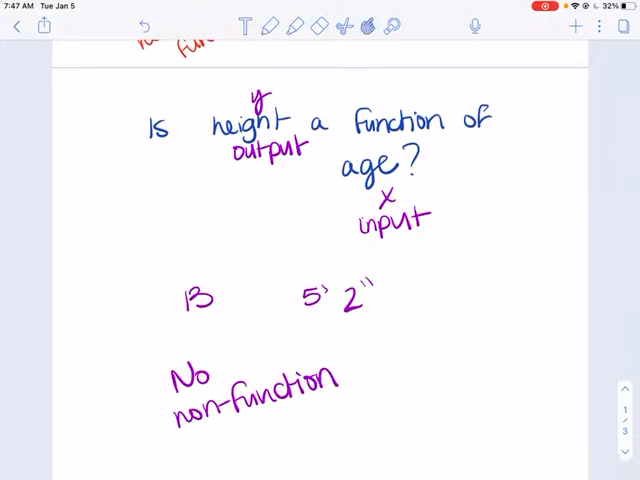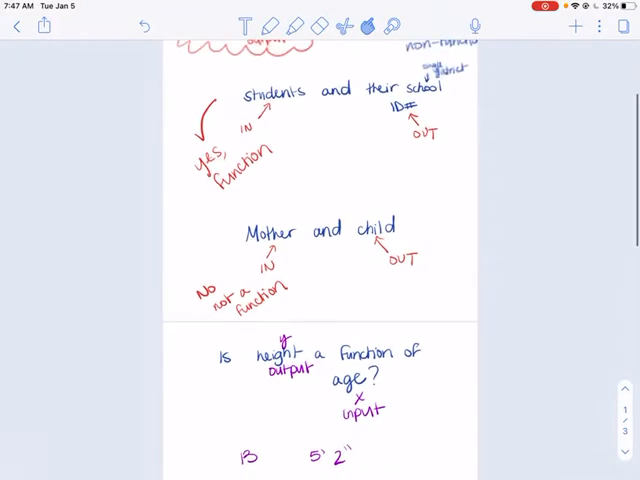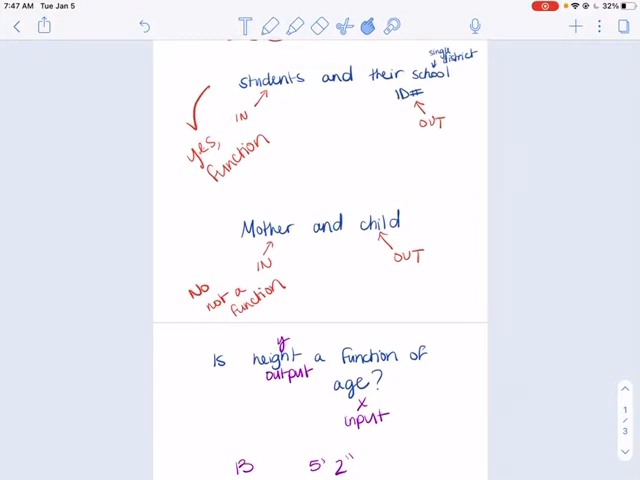So if it says, is blank a function of blank, the first word is the output. I know that's a little weird, but sometimes people use English a little weird. It is a little simpler if it is done just with numbers.